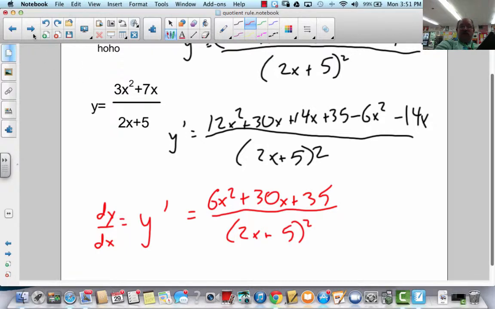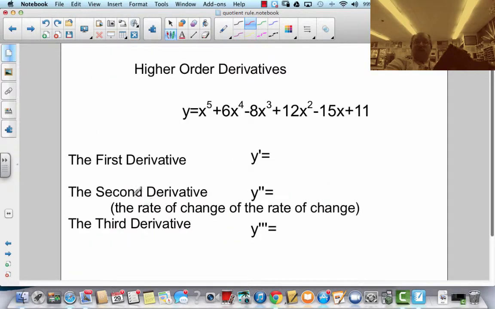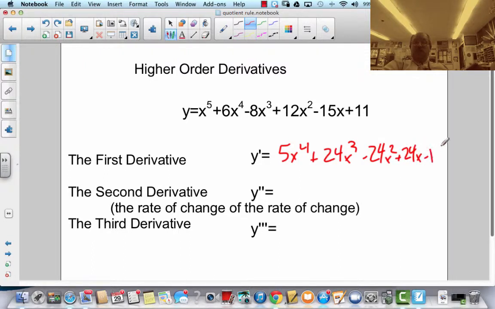Okay? Quotient rule. We'll get a bunch of practice with it. And it never goes away. So we can take more than one derivative. We call them higher order derivatives. If I start with something like y equals x to the fifth and so on, the first derivative is 5x to the fourth, plus 24x cubed, minus 24x squared, plus 24x, there's a lot of 24s, minus 15. Great. Now, second derivative. Just take the derivative of the first derivative. 5x to the fourth becomes 20x to the third, plus 72x squared, minus 48x, plus 24. So we get less and less terms as we take the derivative because our constant goes away.